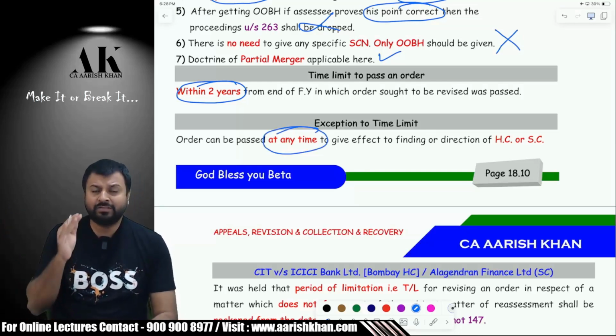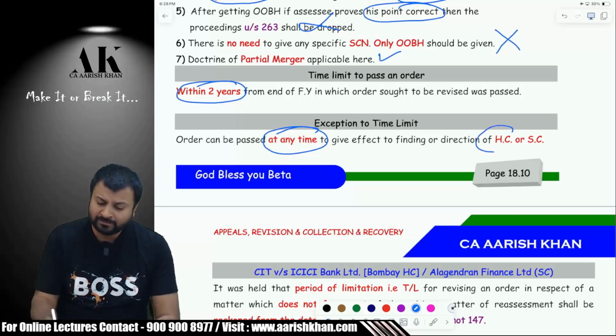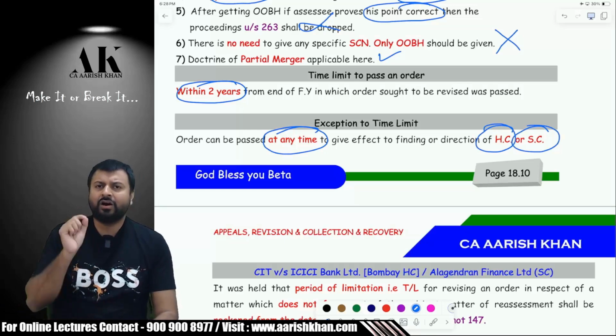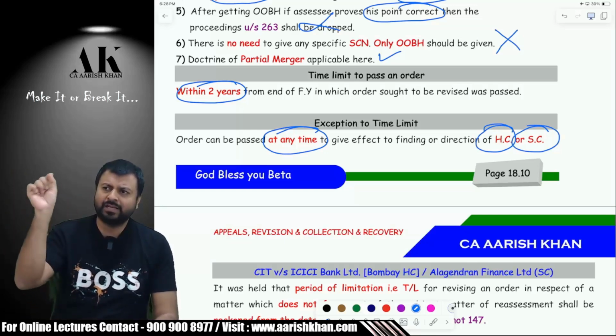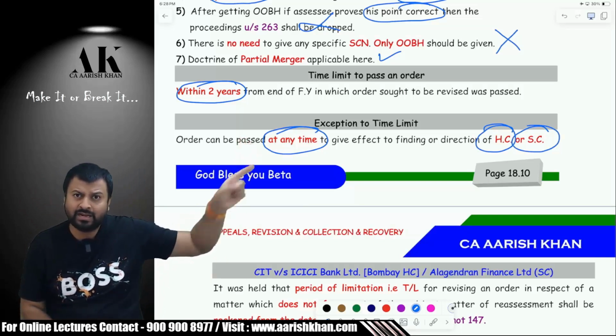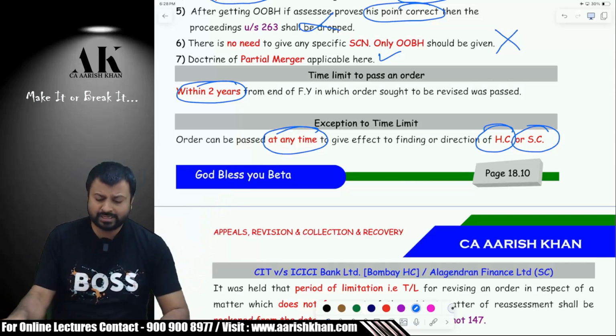If the CIT wants to give a direction to any High Court and Supreme Court order. Suppose if the High Court has given an order or if the Supreme Court has given a judgment that this expenditure is disallowed, then the CIT can open even 5-year-old matter, 6-year-old matter and revise that matter. In that case, there is no time limit.